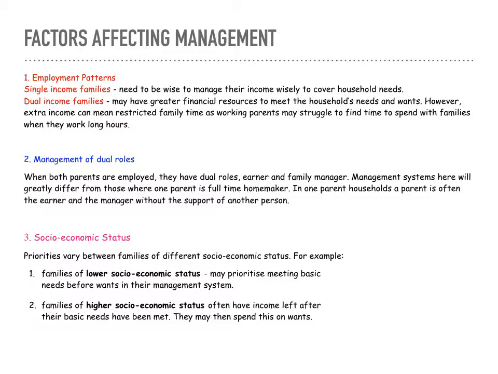Socioeconomic status. Our socioeconomic status is defined mainly by whether you are employed and what employment you actually are in, whether you're on a high pay, medium pay or low pay. So priorities between different families of different socioeconomic status. People with lower socioeconomic status, so possibly unemployed or on a very low wage, may prioritize meeting needs before their wants, whereas families with a higher socioeconomic status often have an income left over after the basic needs have been met and they can spend this on their wants.